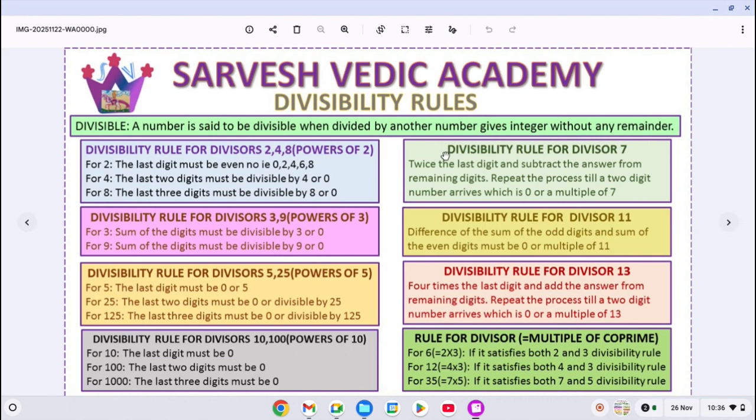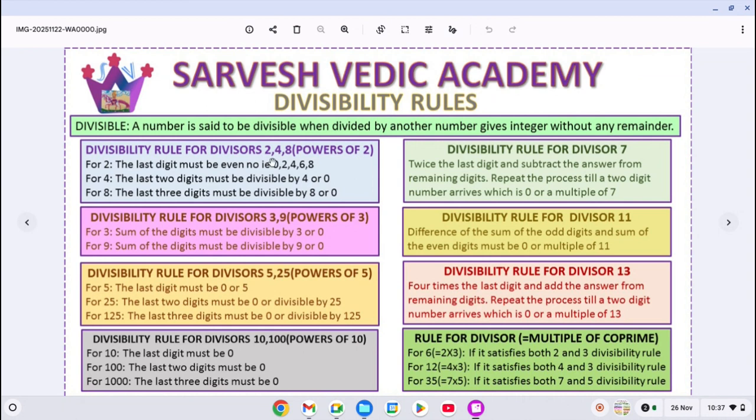I have collected these divisibility rules into portions. Here is a box, and this box contains the divisibility rules of 2, 4, and 8, because there is a relationship between 2, 4 and 8. This 2 is nothing but 1 times 2. This 4 is nothing but 2 times 2. 8 is nothing but 2 times 2 times 2. So it is 8. So it's nothing but powers of 2.